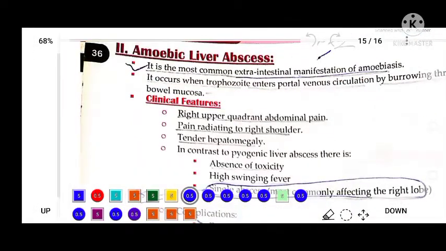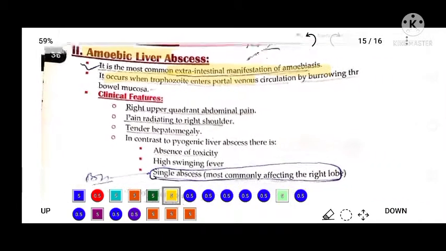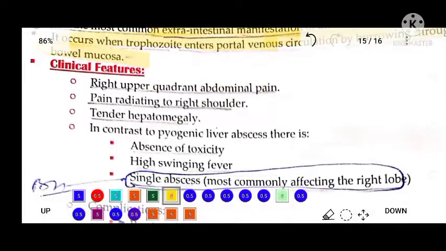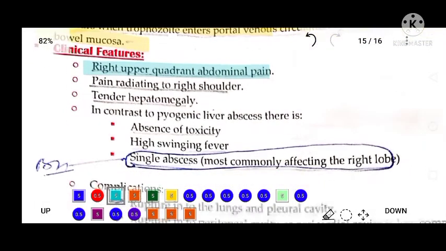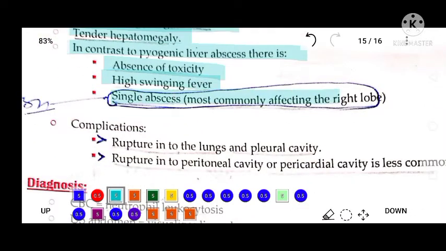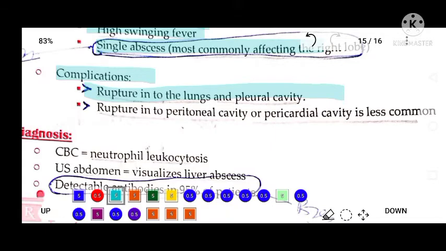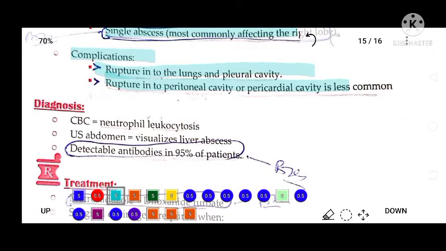Okay, amoebic liver disease is caused by amoebiasis, and a trophozoite enters the portal vein after circulating through the large bowel mucosa. Its clinical features are right upper quadrant pain, pain radiating to the right shoulder, and tender hepatomegaly. In contrast to pyogenic liver abscess, there is absence of toxicity, high fever, and swinging pyrexia, and a single abscess most commonly affects the right lobe of the liver. The complication is rupture into the lung and pleural cavity; rupture into the peritoneal and pericardial cavities is less common.